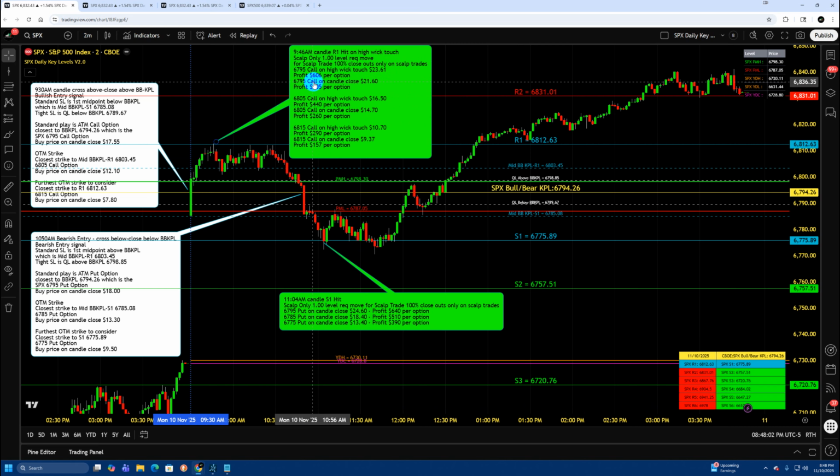I have two different prices here. One is on the high wick touch, and the other is on the candle close. So if you're using a broker that allows you to place take profit orders based on the underlying price of what you're trading, in this case SPX, there are two brokers that allow that. One is Thinkorswim has that feature, and also Interactive Brokers offers that feature.